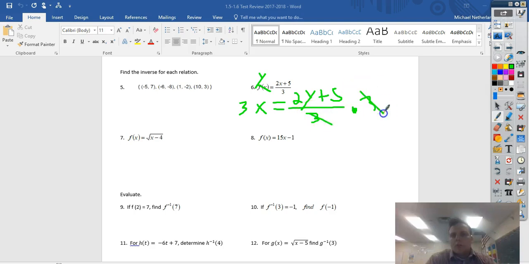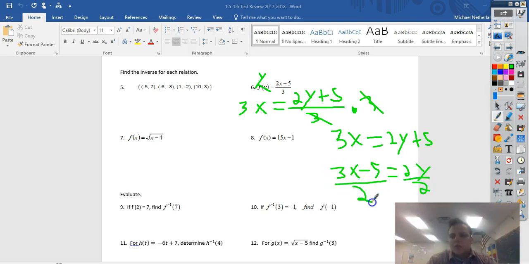So now I have 3x is equal to 2y plus 5. Okay, so now you ask yourself, what do I need to do next to finish solving for y? Well, I need to get rid of the plus 5. So I need to subtract 5 on both sides. So that's 3x minus 5 is equal to 2y. So then my last step to finish solving for y is to divide by 2. So then my answer is just 3x minus 5 divided by 2. That is my inverse.